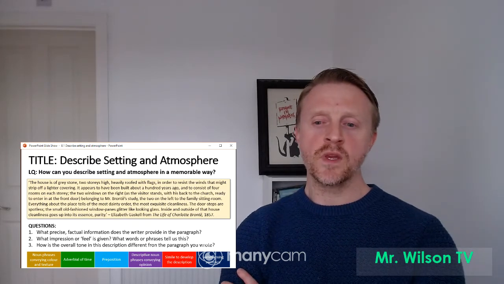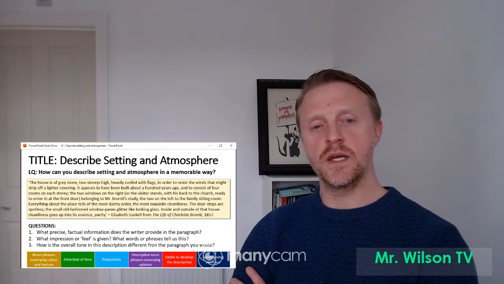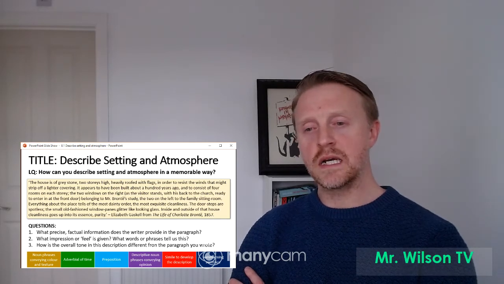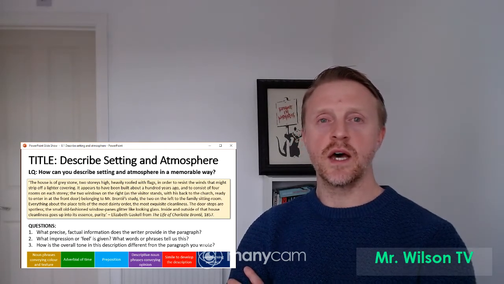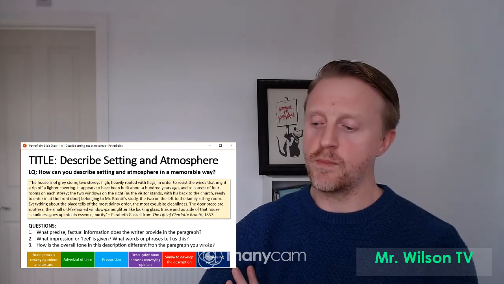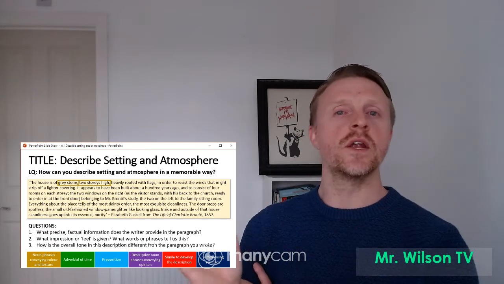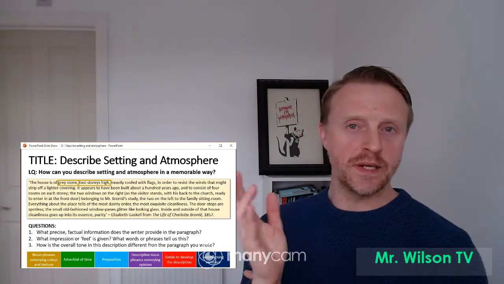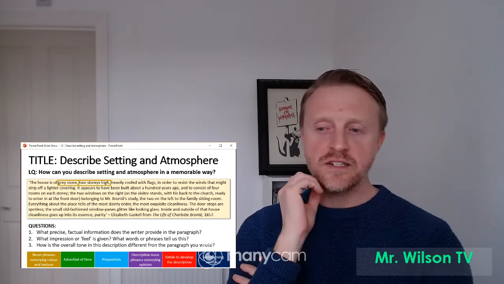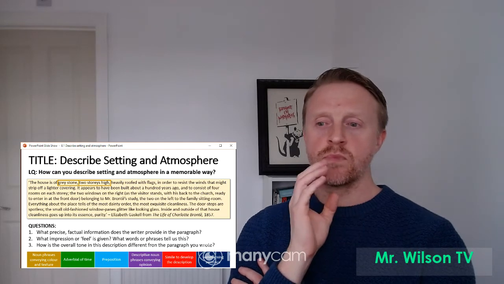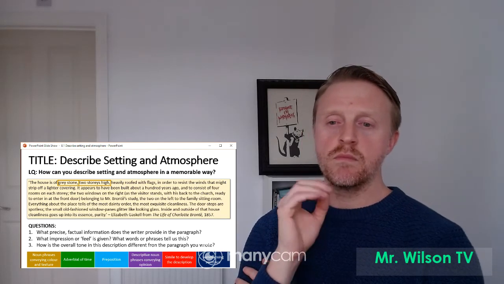Okay, so firstly, the factual information is normally going to be found where there are clear nouns and clear, precise factual words. So for example, the house is of grey stone, 2 stories high. That's undeniable. If you go back to the picture, you'll be able to see that for yourself. So as a factual bit of information, that is clear.